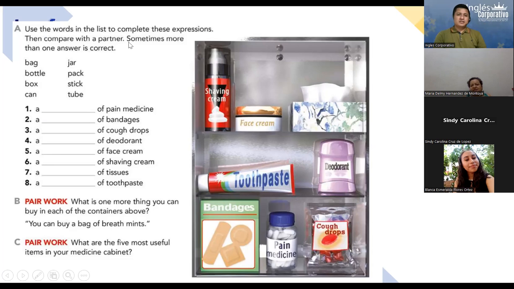This says use the words in the list to complete these expressions. So we are going to use these ones with this vocabulary here. We are going to combine them together so we can have one expression related. For example, number one, which one can we use here from this? Jar. For pain medicine, it's a jar. No, look at pain medicine, Maria, tell me, in the picture.